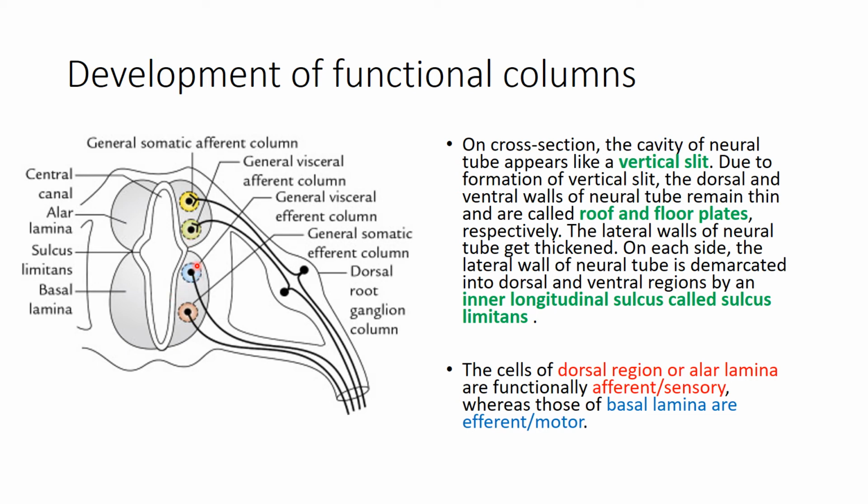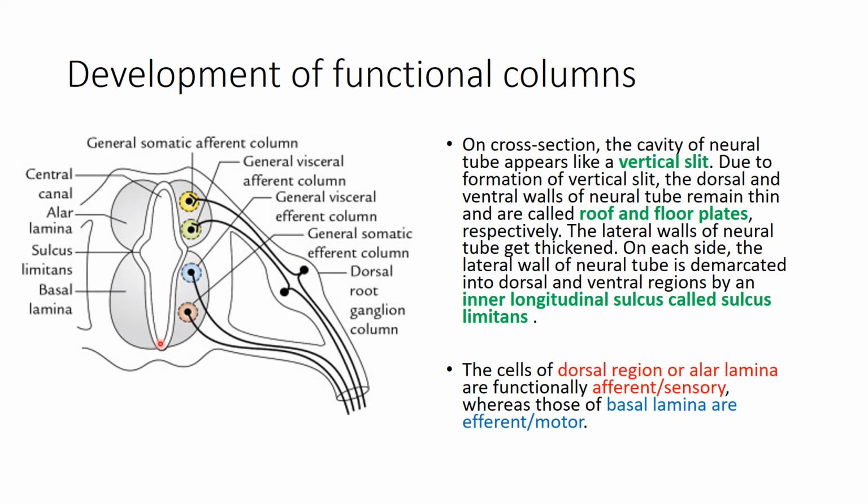Coming to the basal lamina portion of the spinal cord, we can see two such columns here also, but they are mainly concerned with the motor function. The names are accordingly. We have the general somatic efferent column, and the general visceral efferent column. By this you can understand that the dorsal root ganglia and the alar lamina of the spinal cord, which has the two columns, are mainly concerned with sensory input.